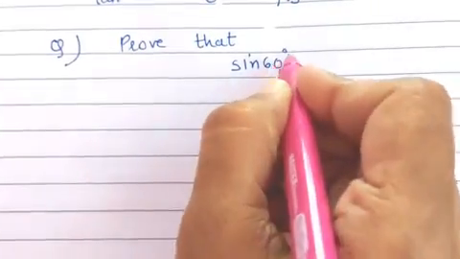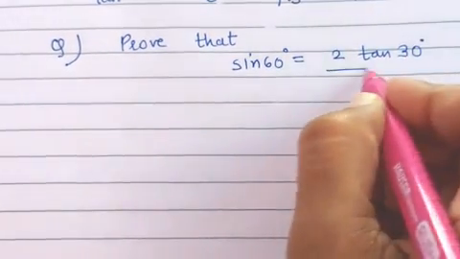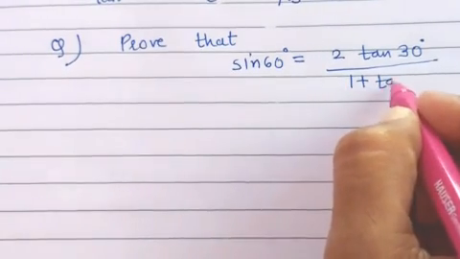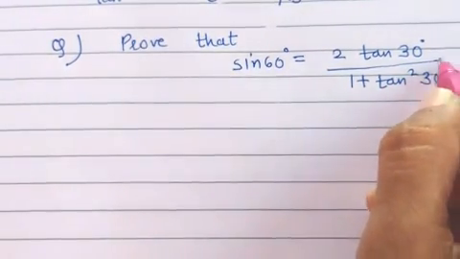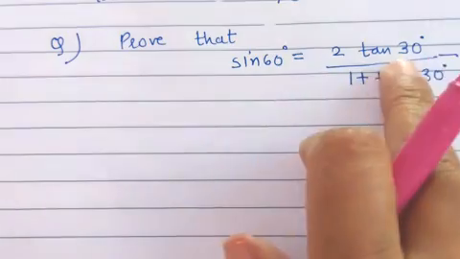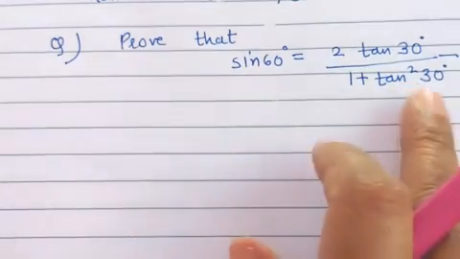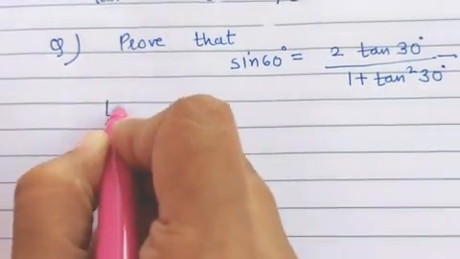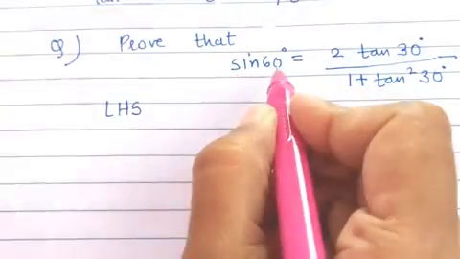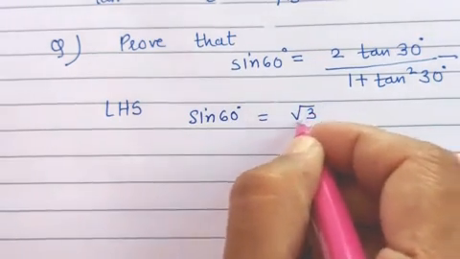Now suppose we are taking a simple question for illustration. We have to prove that sine 60 degree equals 2 tan 30 divided by 1 plus tan square 30 degree. For proving these types of identities, the particular values are given in terms of 60 and 30. So these are particular valued identities. So I am taking LHS. LHS is sine 60, which is equal to root 3 by 2.